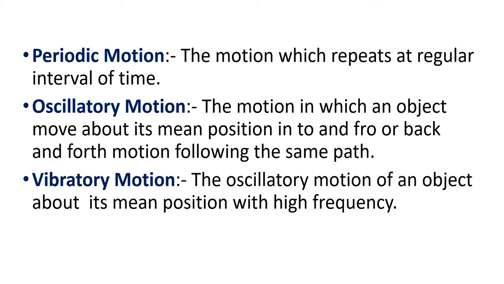And next one is vibratory motion. Vibratory motion means the oscillatory motion of an object about its mean position with high frequency. So if the oscillatory motion is taking place with high frequency, that is known as vibratory motion. So we can say that periodic motion means any motion which repeats after a regular interval of time. And if an object is moving to and fro with respect to a mean position, that is known as oscillatory motion, and fast oscillations are known as vibration or vibratory motion. Okay.